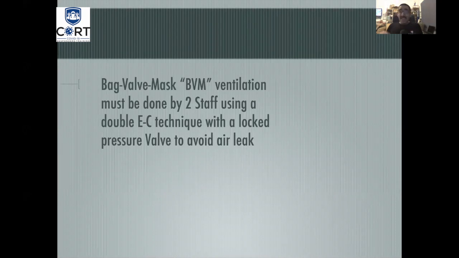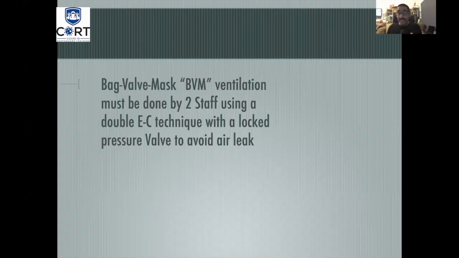Okay. Some people went to the extent of saying, do not do BVM. Do not bag the patient. Just do CPR, hands-only CPR. Do not bag the patient until you can intubate. So imagine doing that. That's very painful. But again, if we do this, we brought the number again to 4.